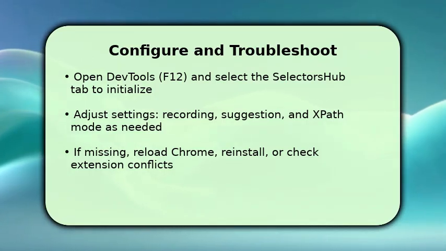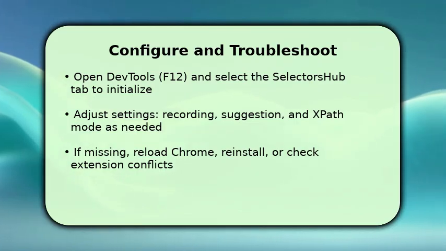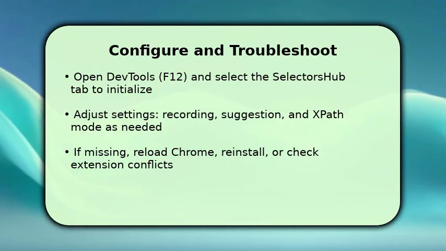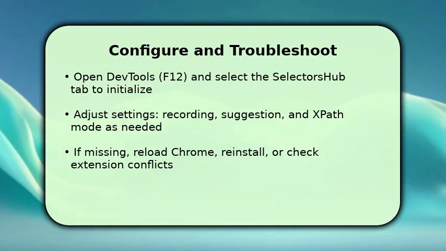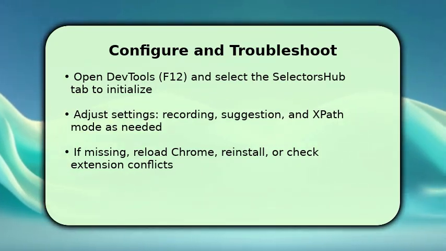If SelectorHub doesn't appear, reload the page and reopen DevTools. Make sure no other extension blocks DevTools panels. As a final troubleshooting tip, disable other extensions and reinstall SelectorHub. This resolves most.